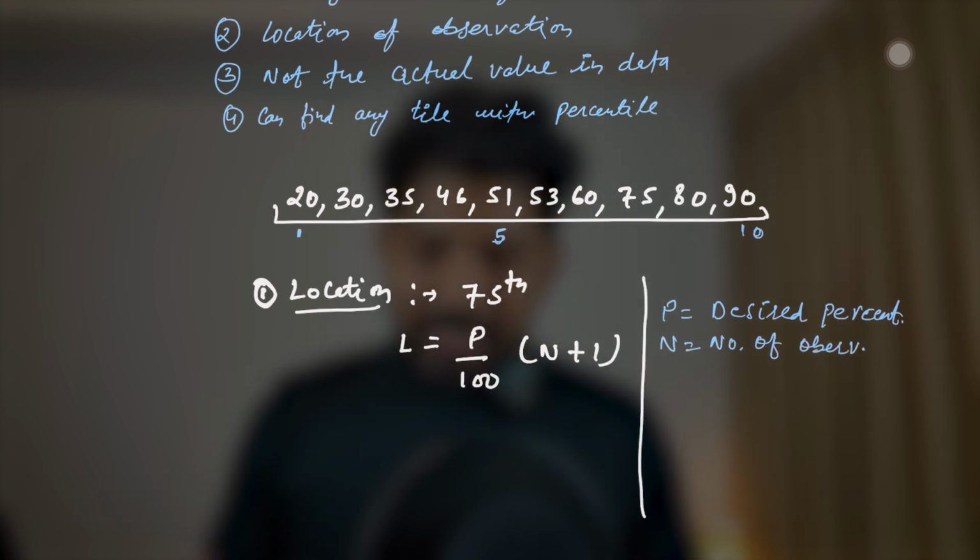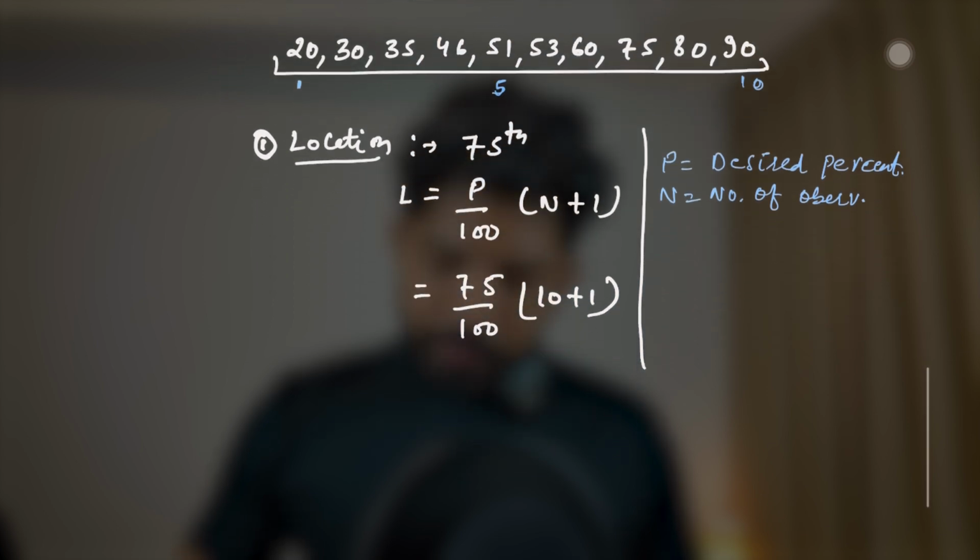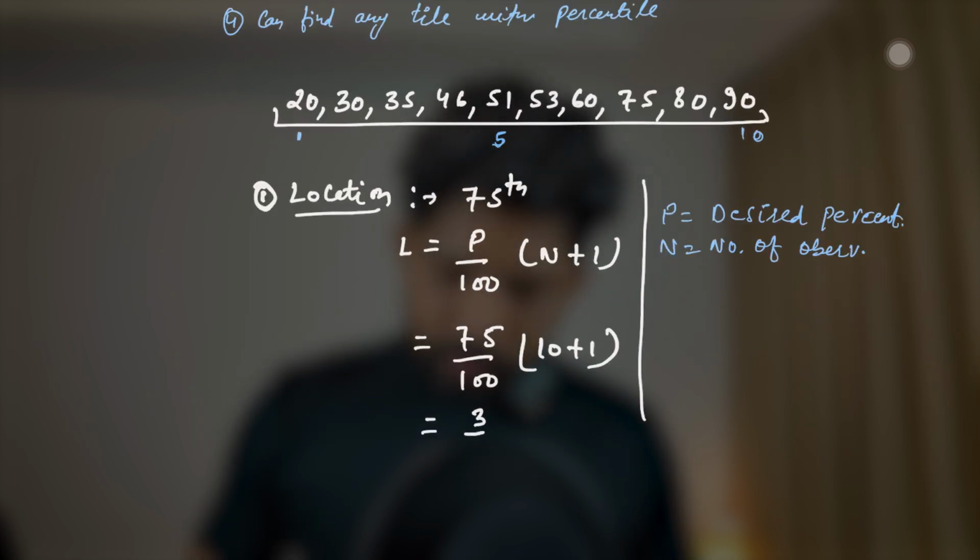So now it becomes very easy. The question was the 75th percentile. So what I'll do is plug in all the values: 75 over 100. n is the total number of items, which is 10, plus 1, right? So I can write 3 by 4 multiplied by 11, which is 33 by 4, which is 8.25.